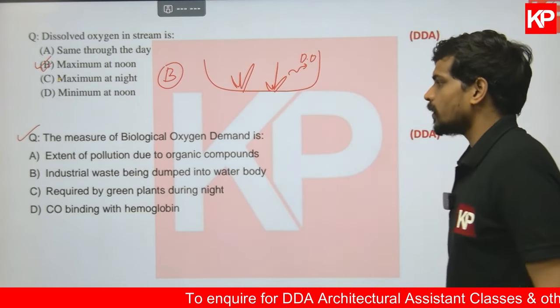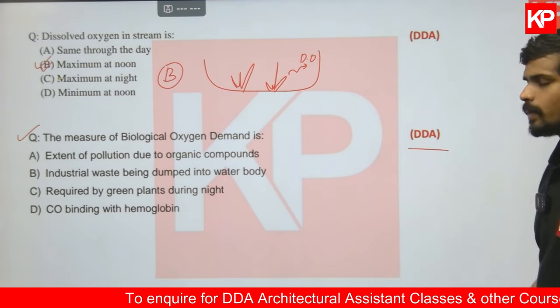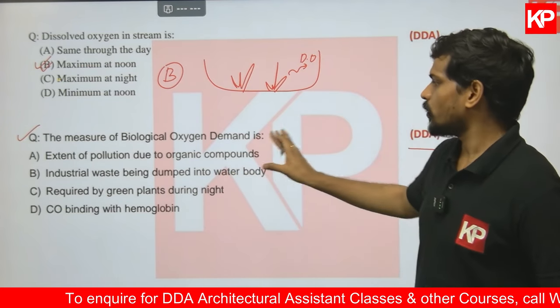Second question. The measure of BOD is dash. This also is a past DDA question. The measure of BOD is dash.